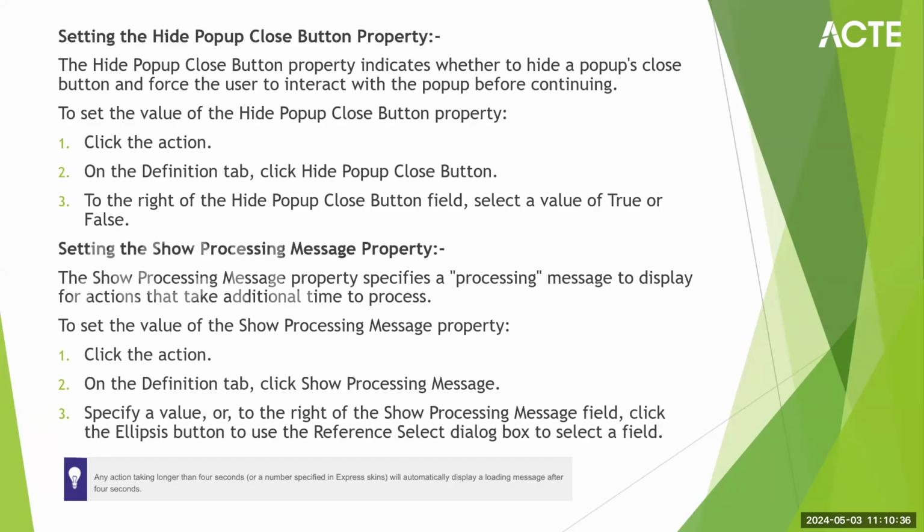Next, setting the hide pop-up close button property. What will it do? The hide pop-up close button property indicates whether to hide a pop-up close button and force the user to interact with the pop-up before continuing. For example, there will be no close button available when you open the pop-up, if you want to hide that close button.